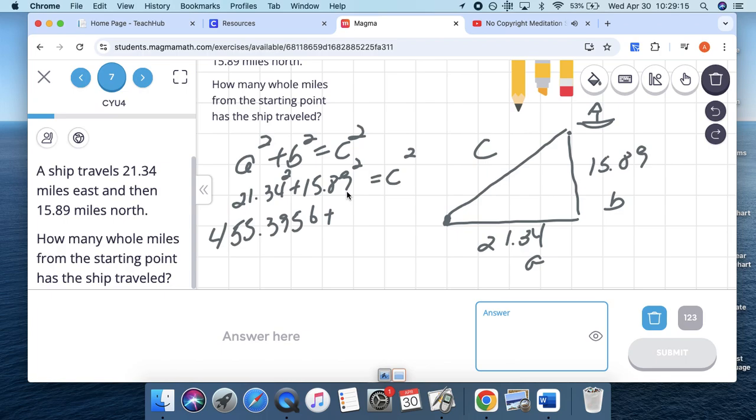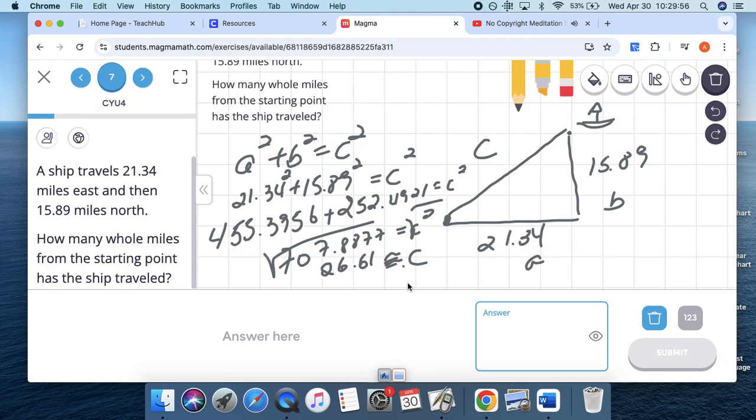So 15.89 times 15.89. This is equal to 252.4921 equals C squared. So let's combine those two, plus 455.3956. It's going to give us this really pretty number, 707.8877 equals C squared. We're going to square root both sides. And C equals, take the square root, and rounded, 26.61 approximately.